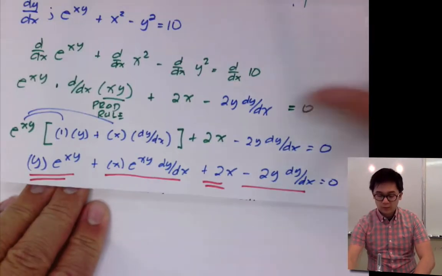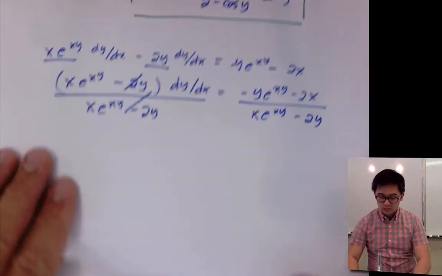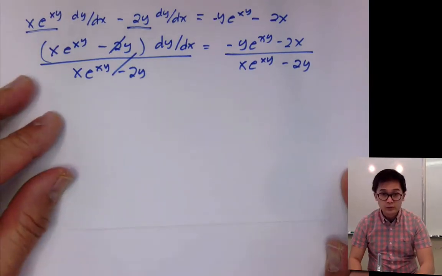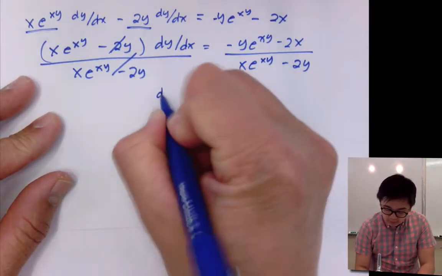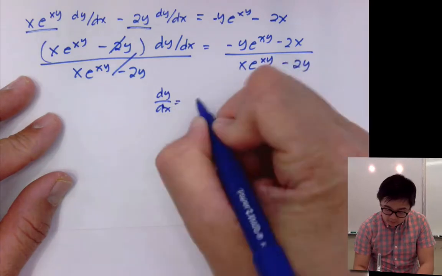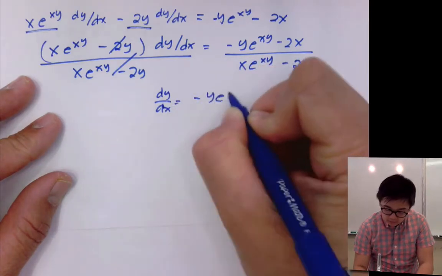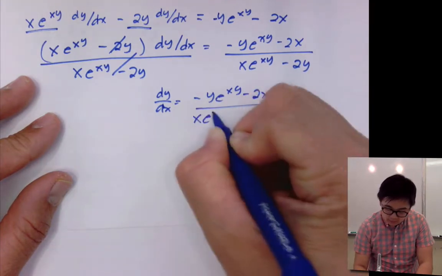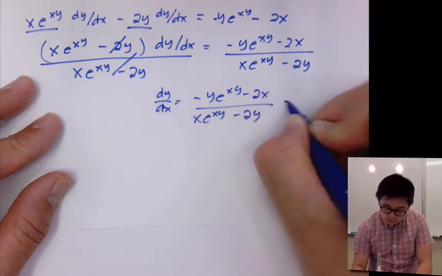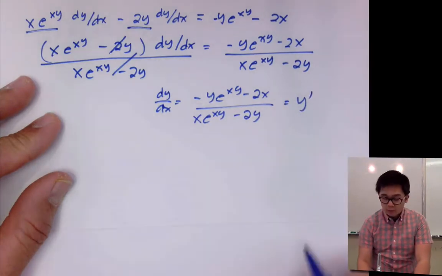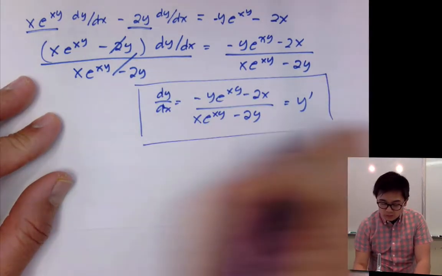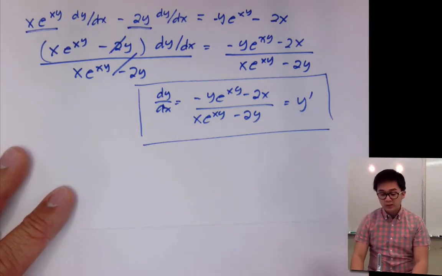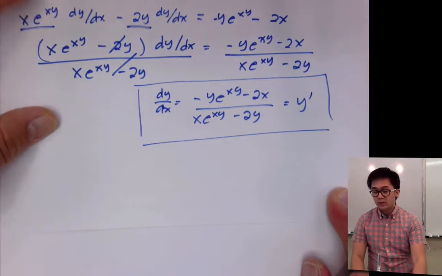So we'll end up with, let's simplify this function right here, dy/dx equals (negative y e^(xy) minus 2x) over (x e^(xy) minus 2y), which is also y prime in some notation. So this is how we take the implicit differentiation for this particular function.